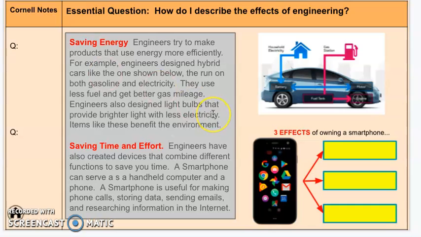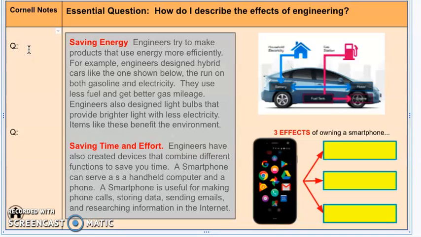All right, next, let's keep reading about saving energy and time. Engineers try to make products that use energy more efficiently. For example, engineers designed hybrid cars like the one shown to the right. They run on both gas and electricity. They use less fuel and get better gas mileage. Engineers also design light bulbs that provide brighter light with less electricity. Items like these benefit the environment, so they save energy.